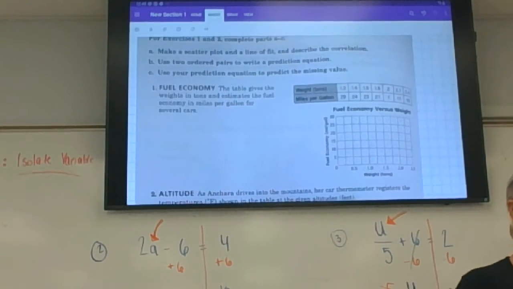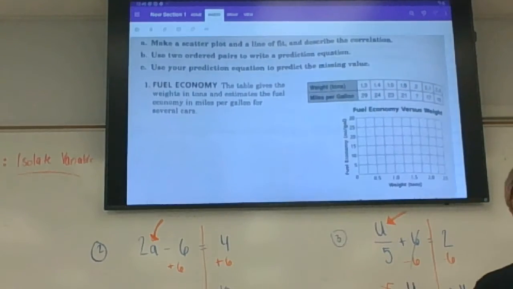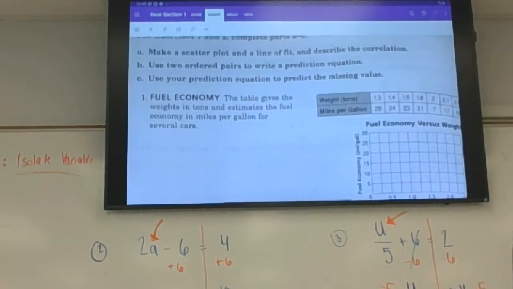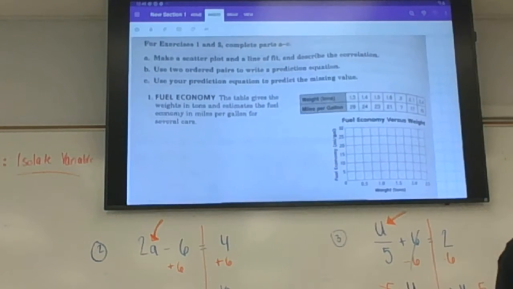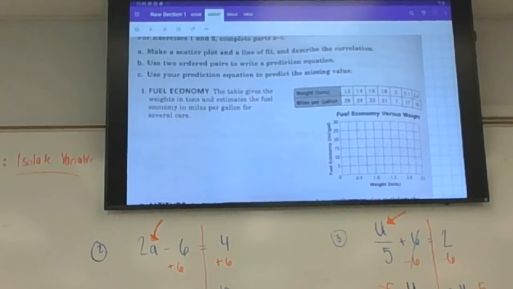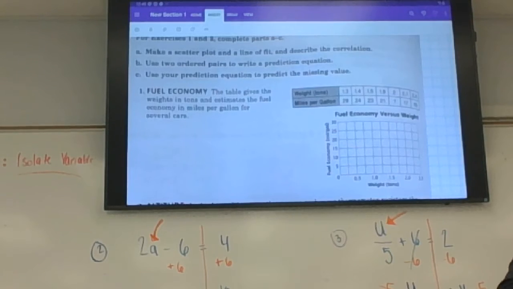Alright, letter A. Make a scatter plot, line of fit, describe the correlation. I see as I walk around, some of you have gotten started, that's great. I see your scatter plots and your line of fit, but I don't see that you've written a description yet, so I'll get started into that. Be aware that each part of these directions is important.